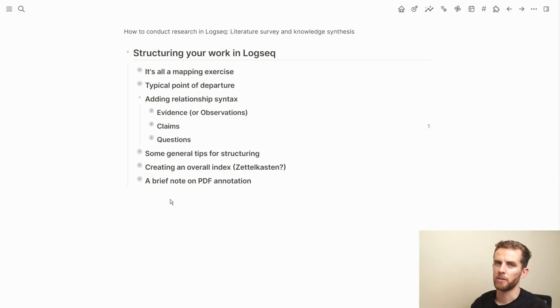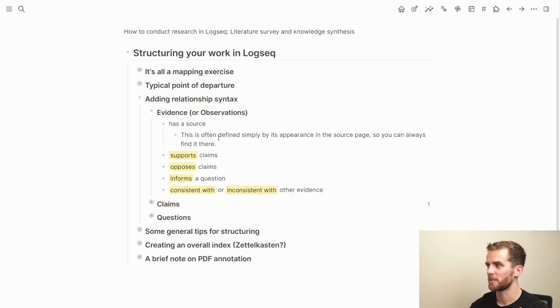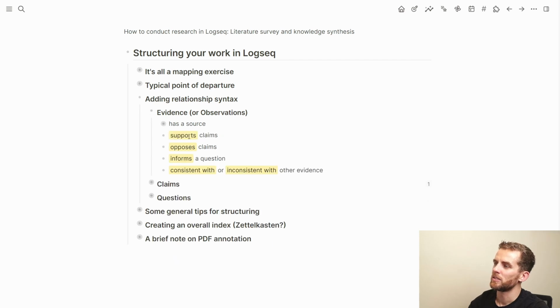Another important thing to take note of is adding relationship syntax. So, you know, how do these different pieces of information relate to one another? So evidence has a source, and that source is usually defined by its appearance in that source page. As I said, I typically leave evidence in the source page. But then evidence supports your claims or opposes your claims. It can also inform a question. So these are all the verbs / adjectives, because these last two aren't really verbs.